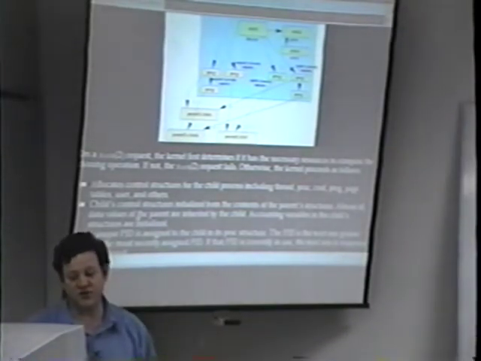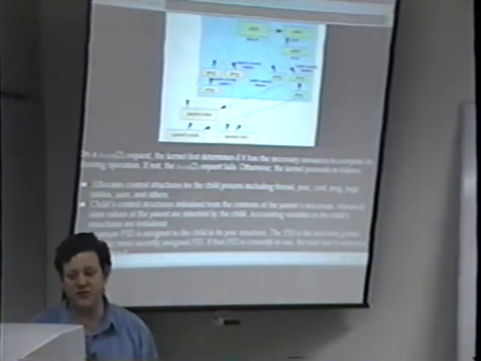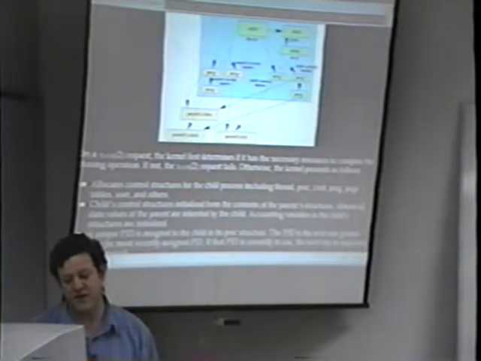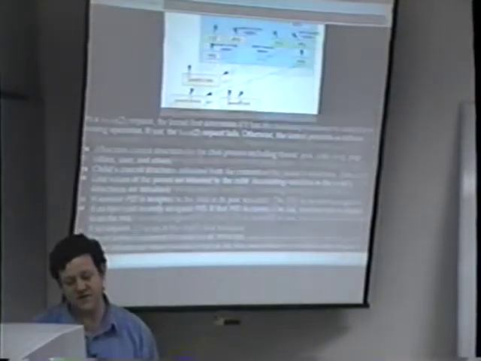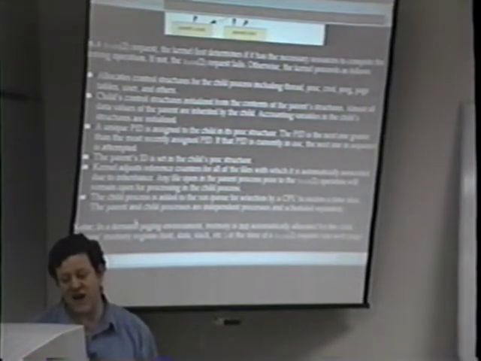So the child's control structures are then initialized from the contents of the parent. If I had open files in my user.h, the child is going to pick up those same attributes. A unique PID is then assigned to it. The parent PID is set up. The kernel sets all the reference counters for all the files which are normally associated due to inheritance. Any open file prior to the fork will remain open. And then the child is added to the run queue for selection by any CPU to receive a time slice.